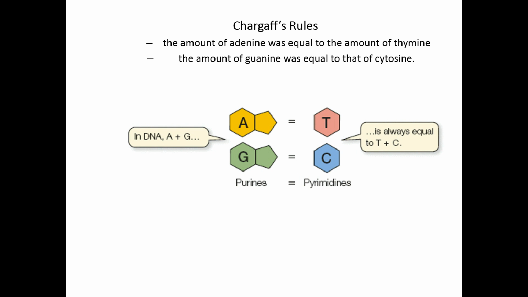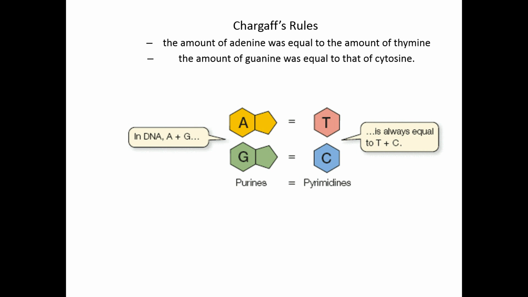Now, talking about complementary base pairing, there are these rules called Chargaff's rules. When you're talking about a molecule of DNA, the amount of adenine is equivalent to the amount of thymine. The amount of guanine is equivalent to the amount of cytosine in a molecule of DNA.